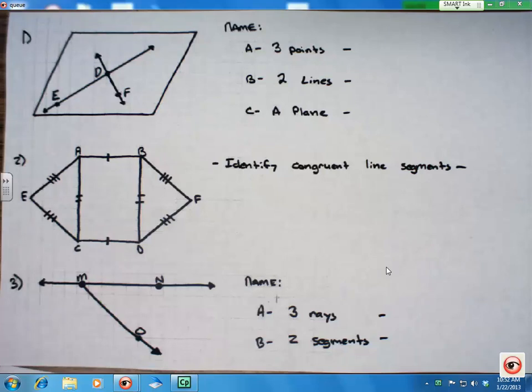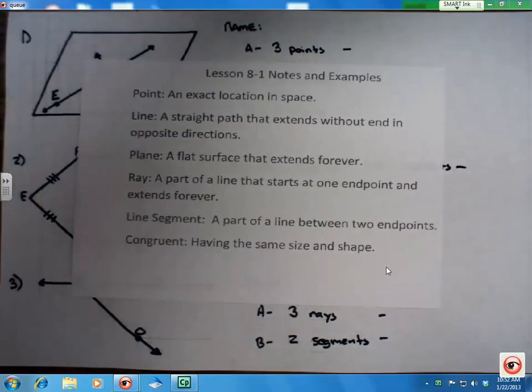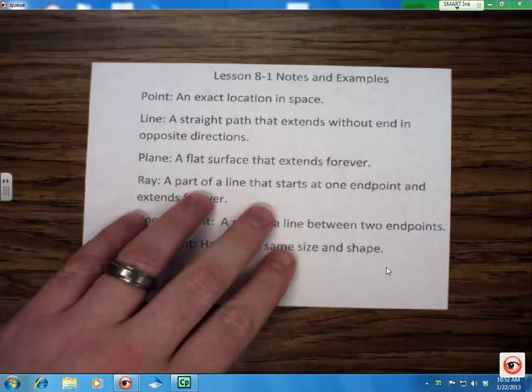Now, like I said, today we are going to be talking about our fundamentals of geometry. So let's go ahead and take a look at our vocabulary for the day. Okay, our vocabulary for lesson 8-1.